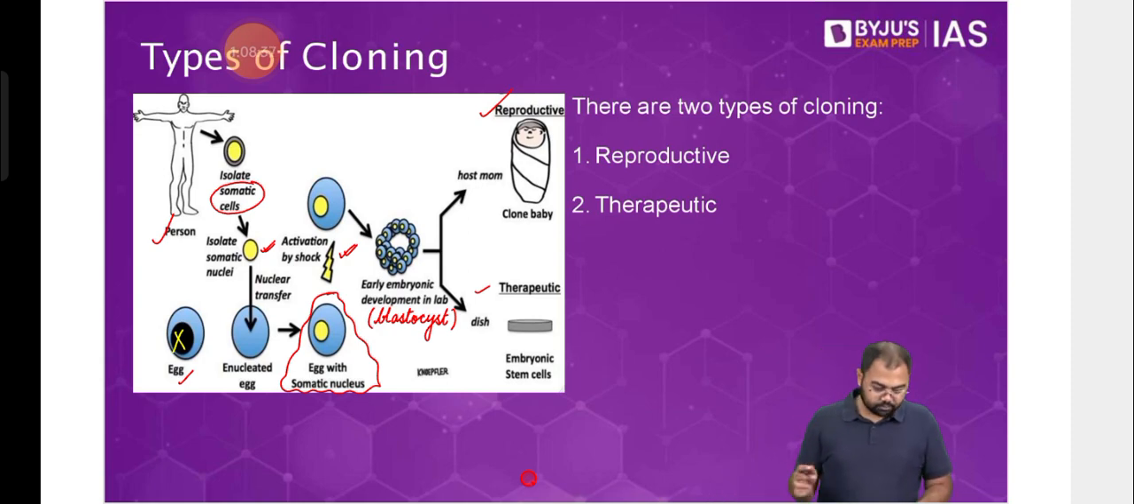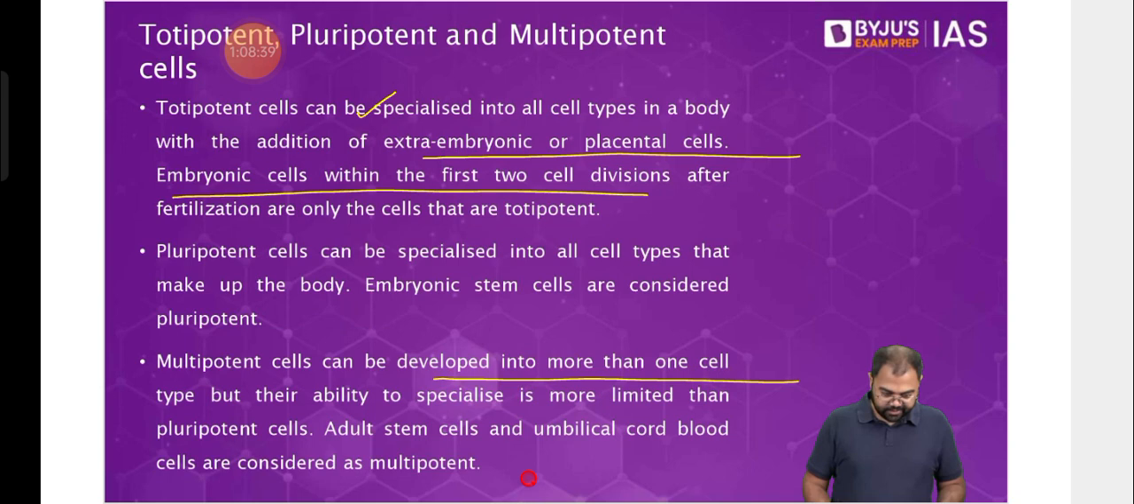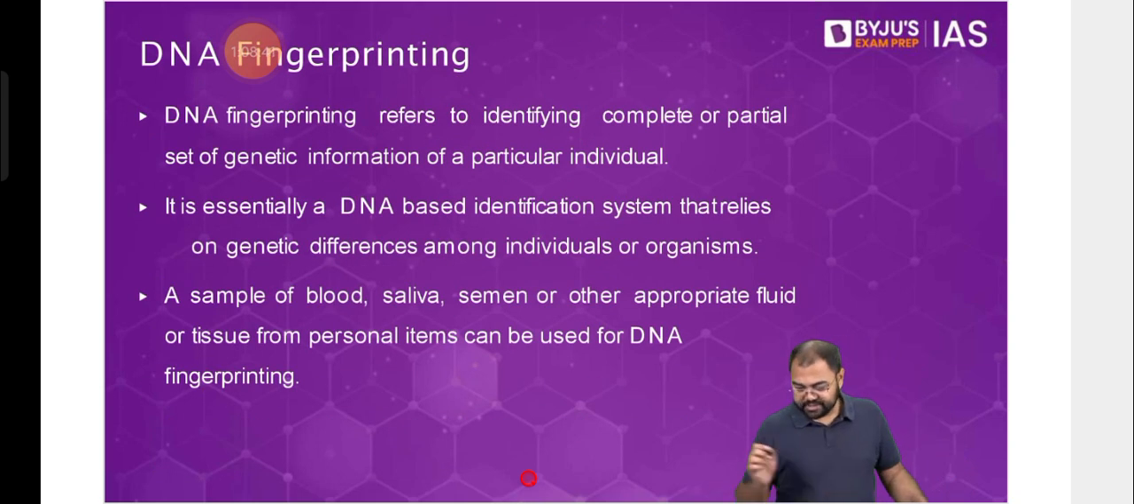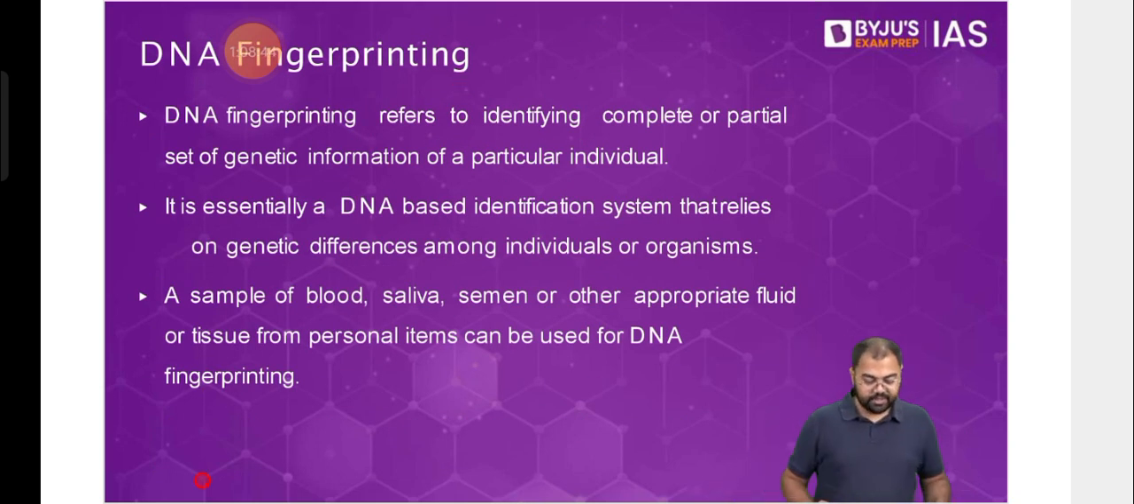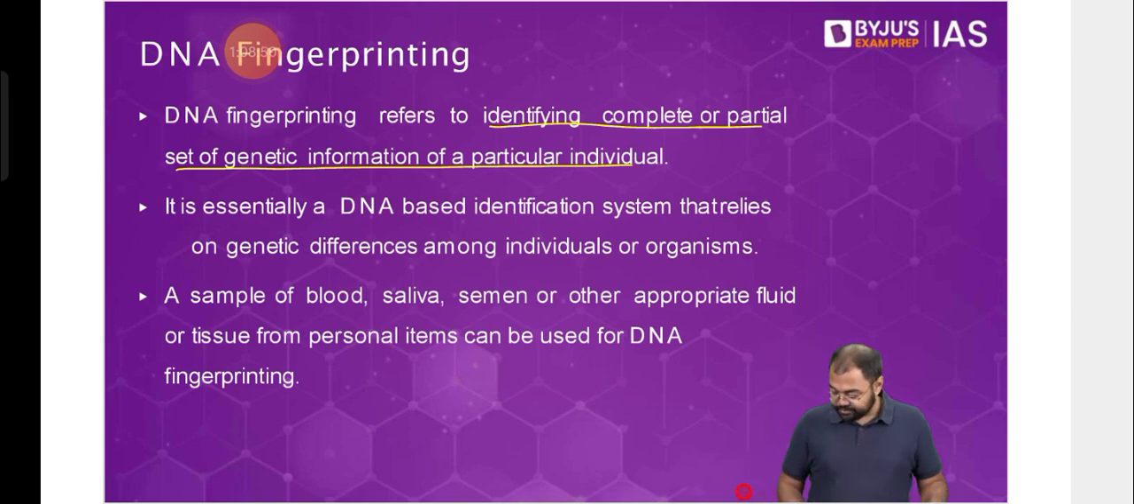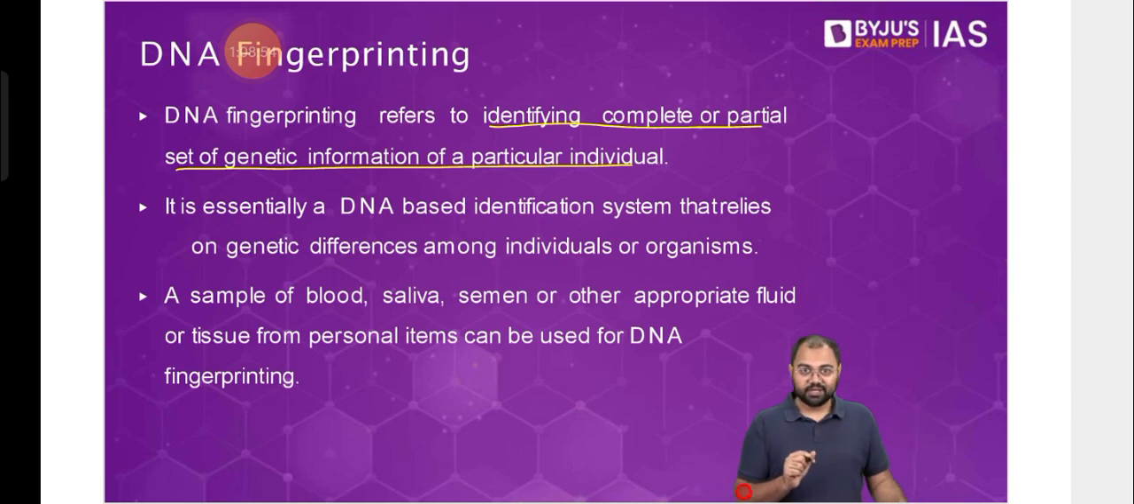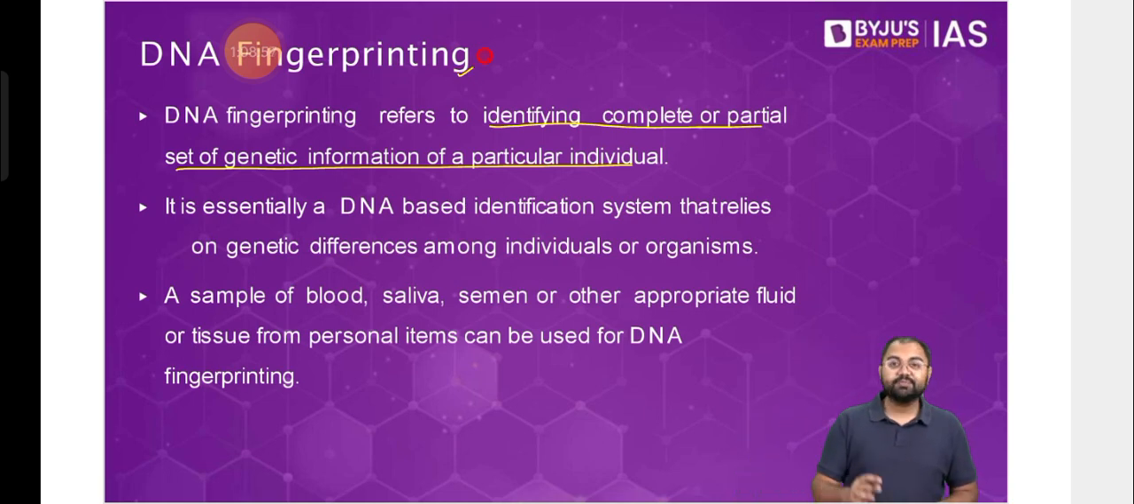Right, so let's move forward. The next topic for us is DNA fingerprinting. In the case of DNA fingerprinting, we are trying to identify the complete or partial set of genetic information of a particular individual. First and foremost, why are we using the term fingerprinting? Fingerprinting is used as a term because it's similar to what happens with a fingerprint.